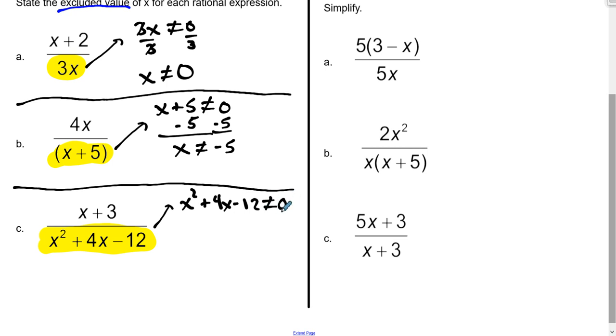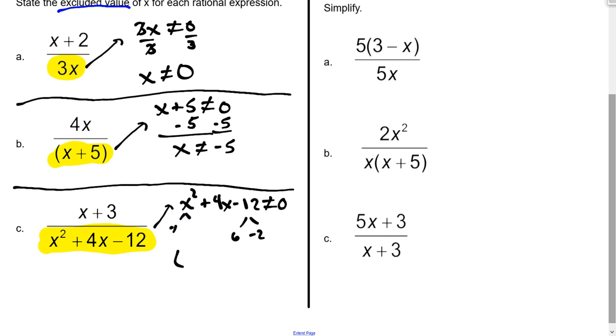Oh, but there's a 0 on one side and a quadratic on the other. So what can we do? That's right, we can factor it. So are there factors of negative 12 that add up to a positive 4? Sure. Positive 6, negative 2.